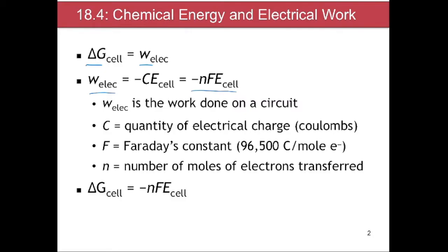So n is the number of electrons transferred in a redox reaction, or a reaction that is taking place in an electrochemical cell. F is Faraday's constant that has units of 96,500 coulombs per mole of electrons, and E cell is the voltage that is produced by a particular electrochemical cell. Now, since delta G equals the electrical work, we can rewrite the equation as delta G cell equals minus n times F times E cell.